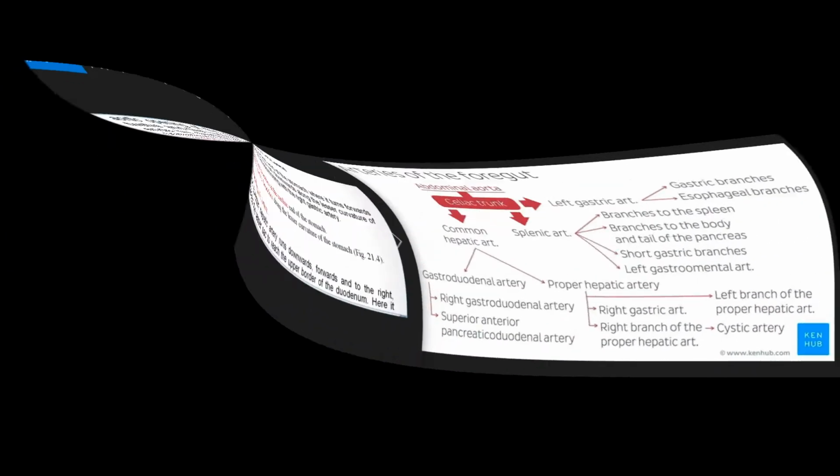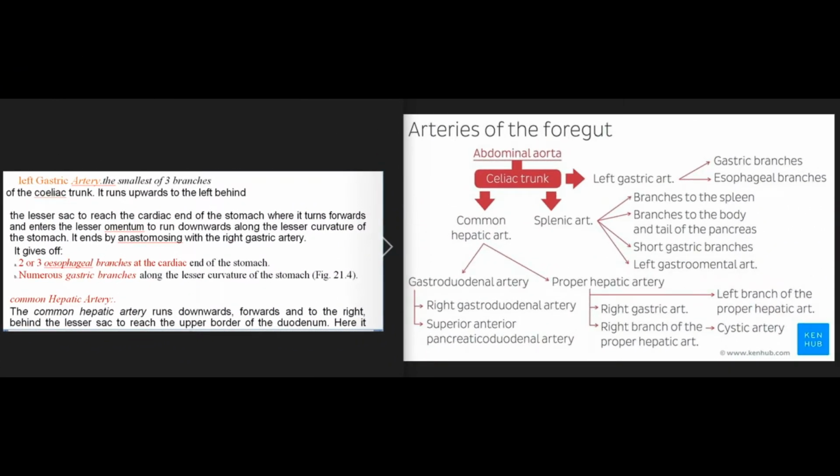Branches: left gastric artery. The smallest of three branches of the coeliac trunk. It runs upwards to the left behind the lesser sac to reach the cardiac end of the stomach where it turns forwards and enters the lesser omentum to run downwards along the lesser curvature of the stomach. It ends by anastomosing with the right gastric artery. It gives off, A. 2 or 3 esophageal branches at the cardiac end of the stomach. B. Numerous gastric branches along the lesser curvature of the stomach, Fig 21.4.